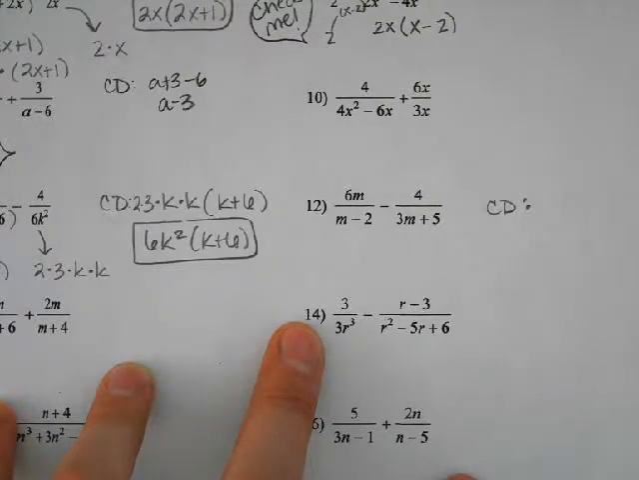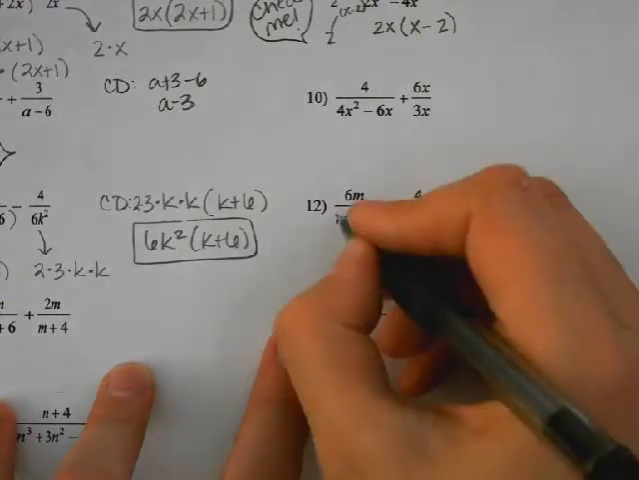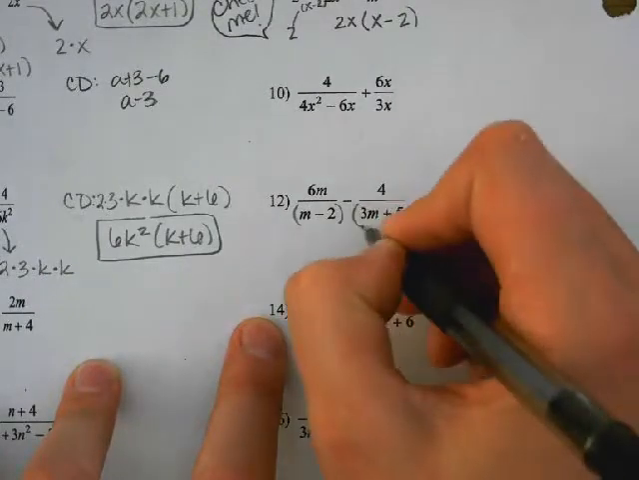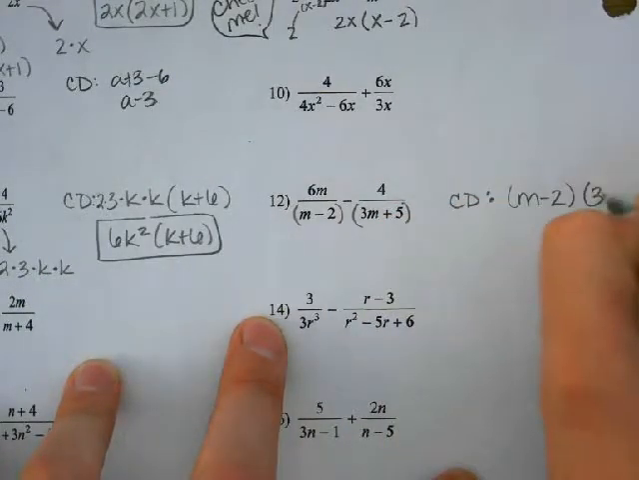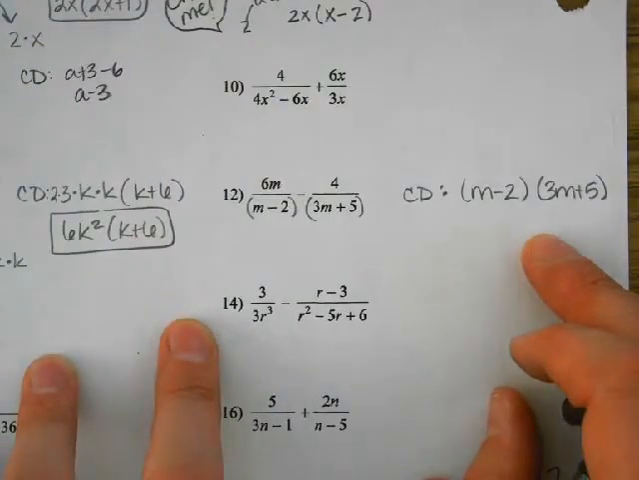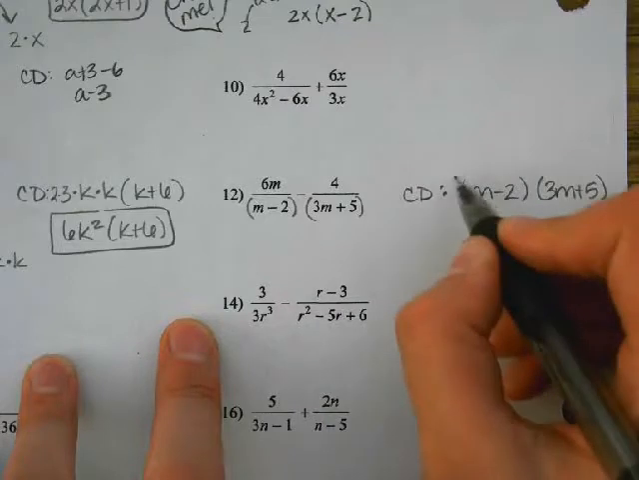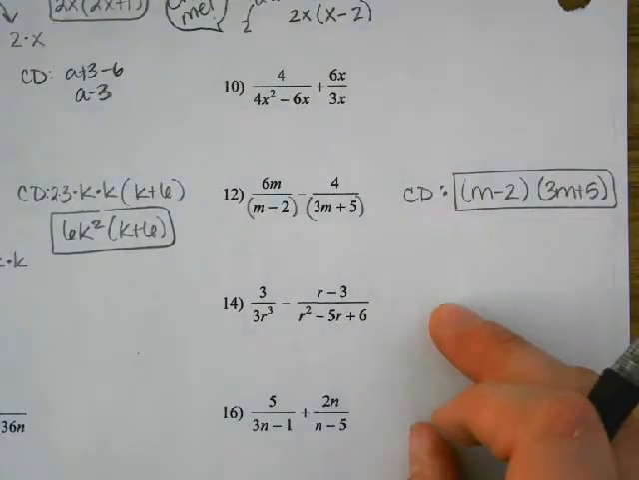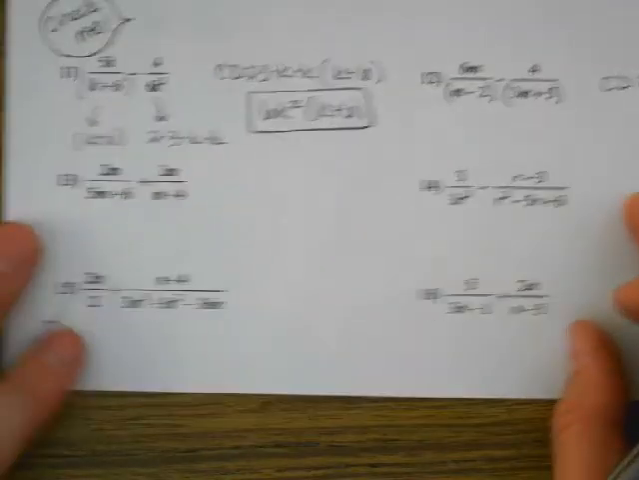So what's one of your factors on number 12 that you came up with for your common denominator? m minus 2. Yep, that's a factor by itself. 3m plus 5 is the other factor. That's it. We got two groups. The two groups were different, so we needed both of them. Okay. Go down to number 15 and scratch it out.